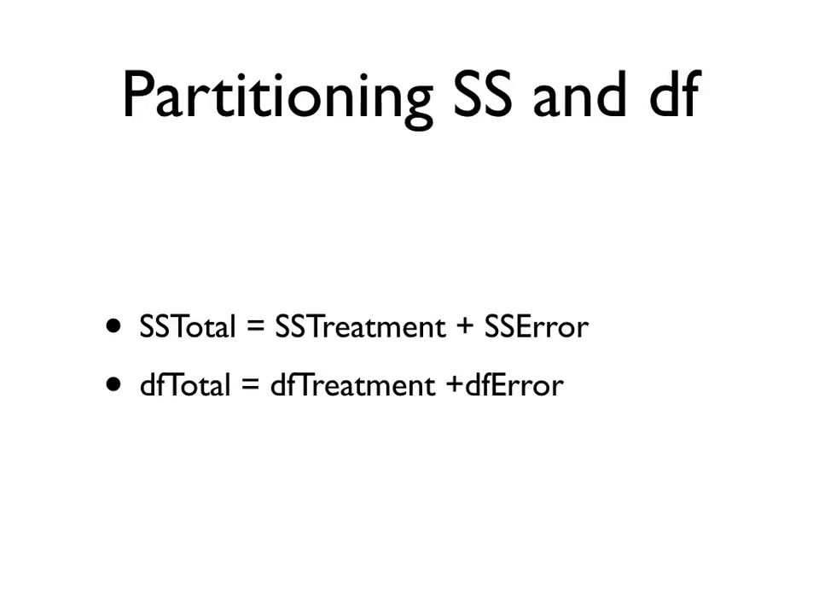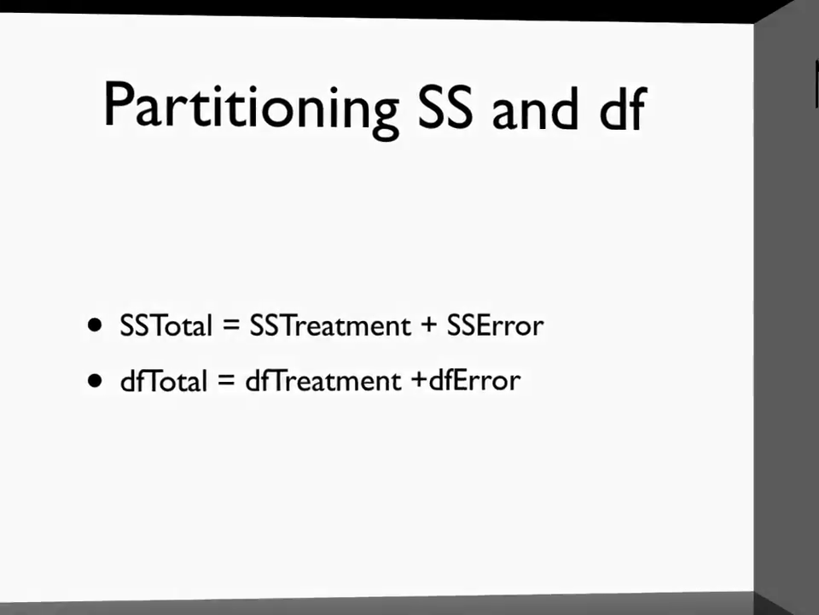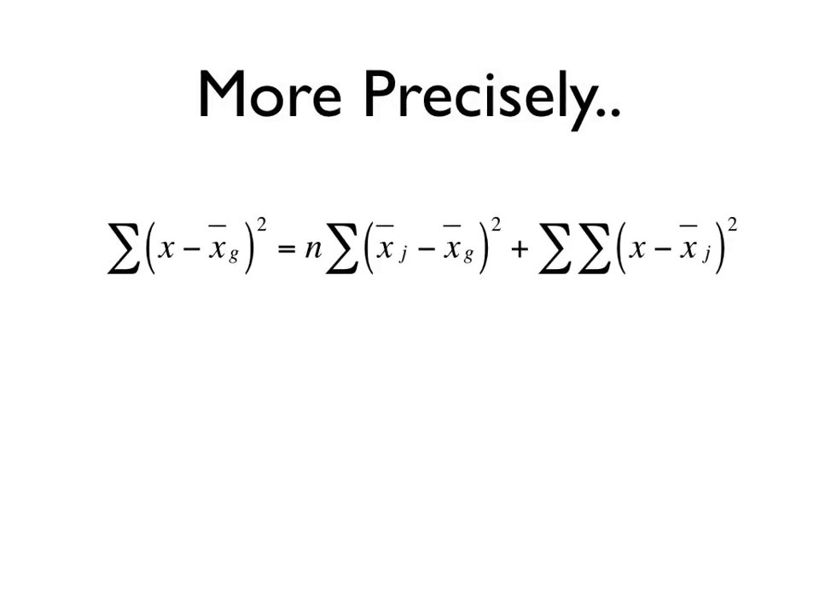Okay, now, let's get a little bit more precise. Sum of squares treatment, oh look, that's what I have written right there. Sum of squares treatment, or sorry, sum of squares total is the sum of x minus x bar sub g. X bar sub g is the grand mean.